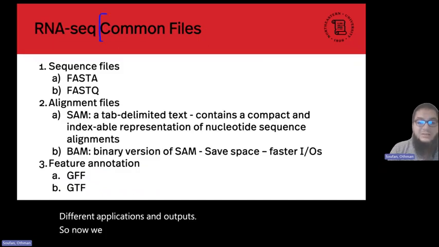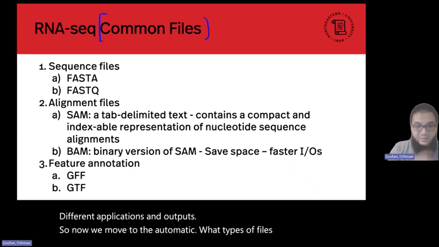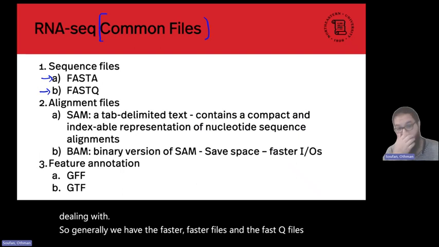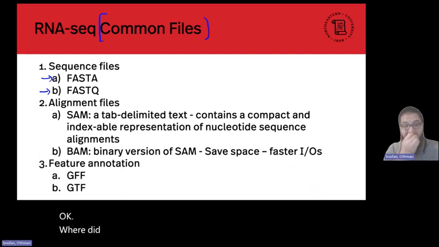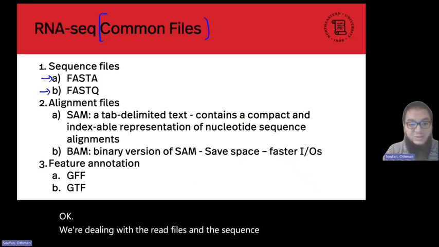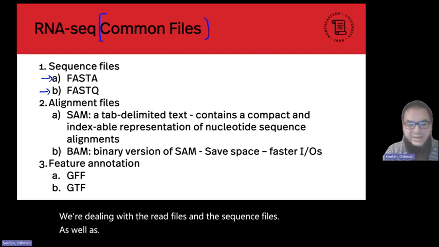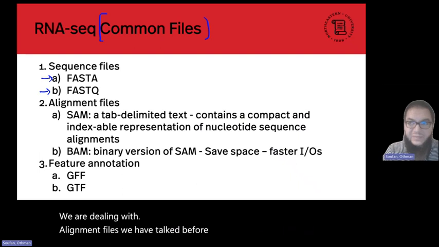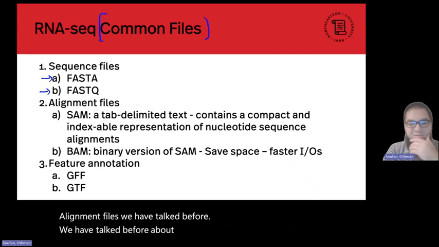So now we move to RNA-seq. What types of files are we dealing with? Generally we have the FASTA files and the FASTQ files. We're dealing with the read files and the sequence files, as well as alignment files. We have talked before about the different files. So we heard about SAM and BAM.